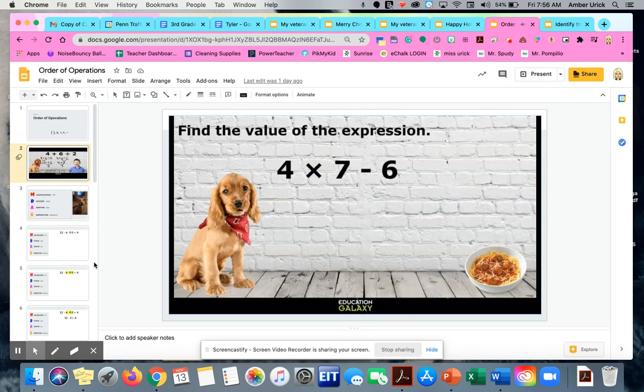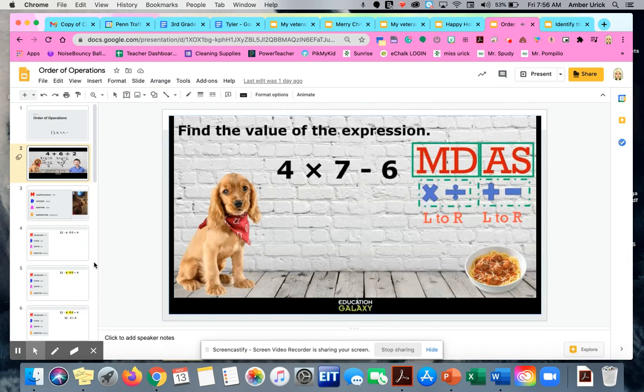Find the value of the expression 4 times 7 minus 6. First, let's look for multiplication and division. I see multiplication. 4 times 7 is 28. Now, subtract 6. We get an answer of 22.